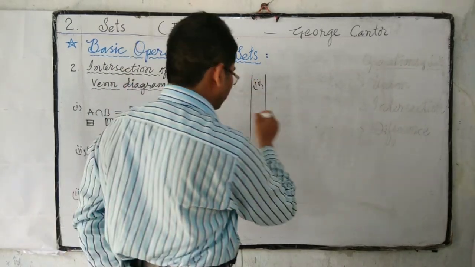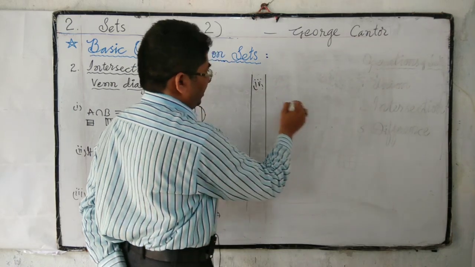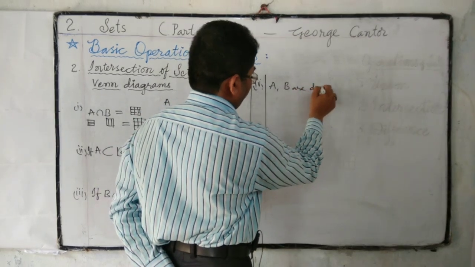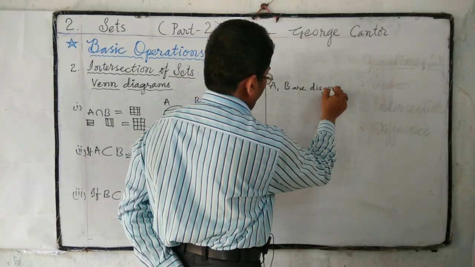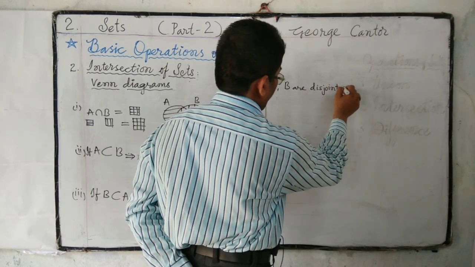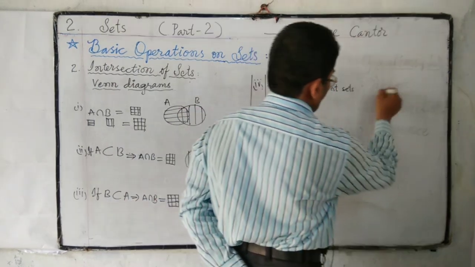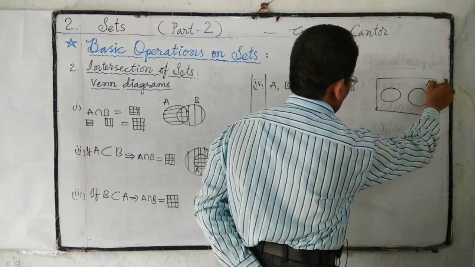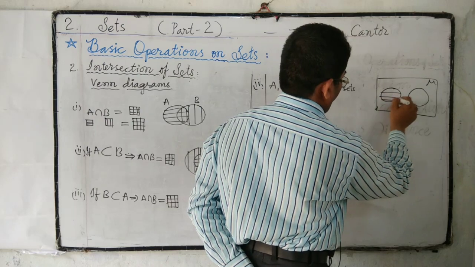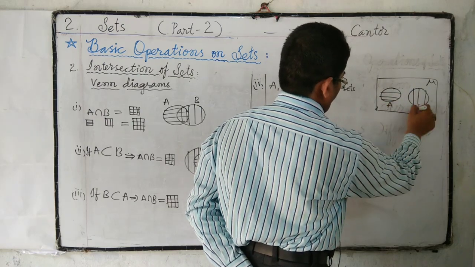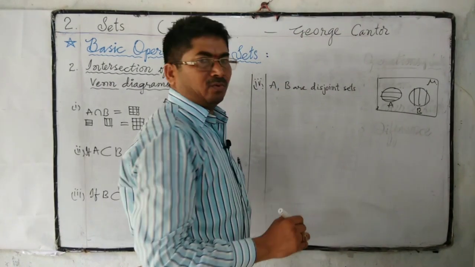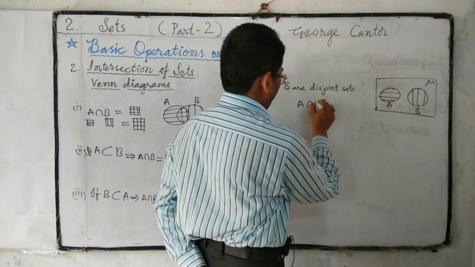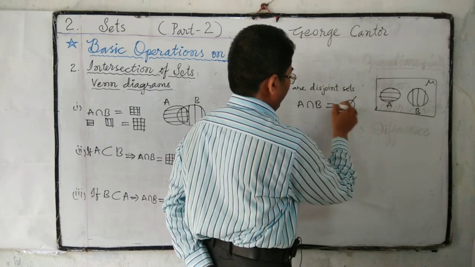Next, A and B are disjoint sets. A, B are disjoint sets. Means like this, no common portion in both the sets. So horizontally, vertically. This is A, this is B. Both the sets have no common portion. So that's why A intersection B is equal to phi.